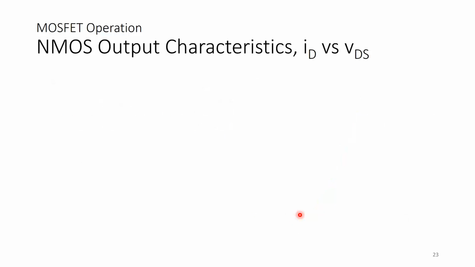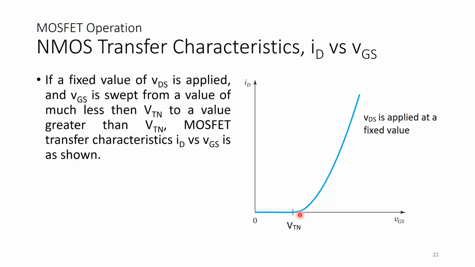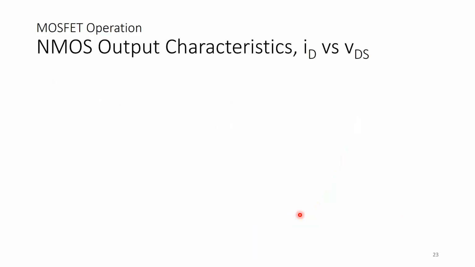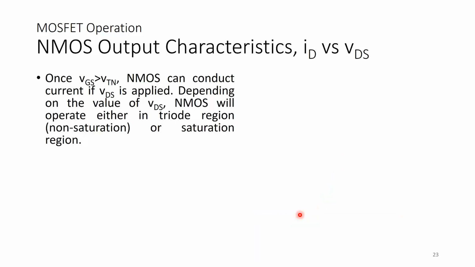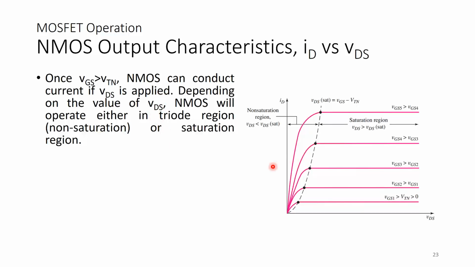Now let's have a look at the output characteristics. The transfer characteristics is ID versus VGS, but the output characteristics is ID versus VDS. Once VGS is greater than VTN, meaning that the channel region has the inversion layer, NMOS can conduct current if VDS is applied. Depending on the value of VDS, NMOS will operate either in the triode region, or we call it the non-saturation region, or the saturation region.